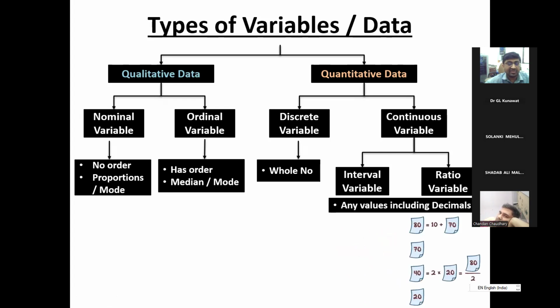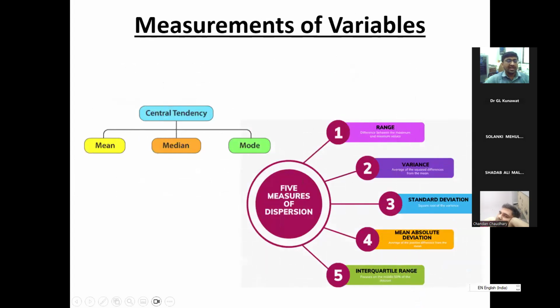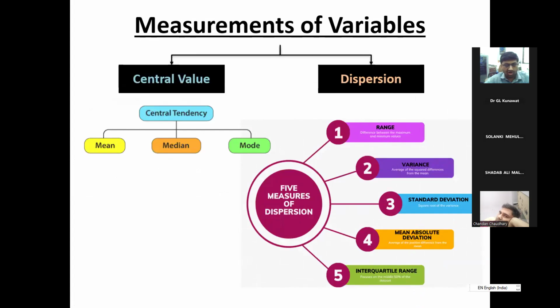And that is why here we can say, like in age or height or weight, that 40 kg is double of 20 kg. Or we can say it's half of 80 kg. So they are examples of ratio variables. Now, these variables can be measured either by a central value or by dispersion. The measurements of the central value can be done by mean, median, or mode, while measurements of dispersion by the range, mean absolute deviation, interquartile range, standard deviation, or variance.